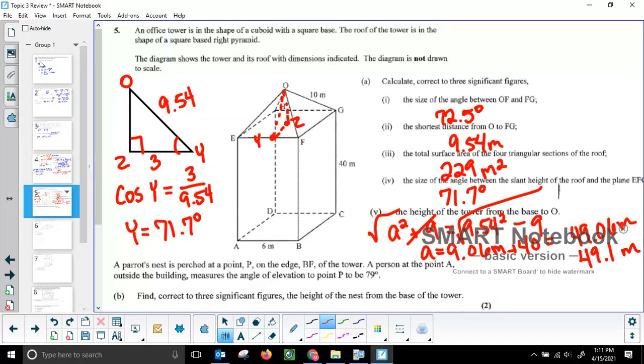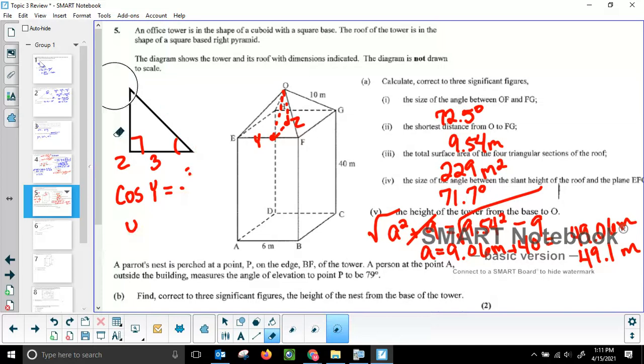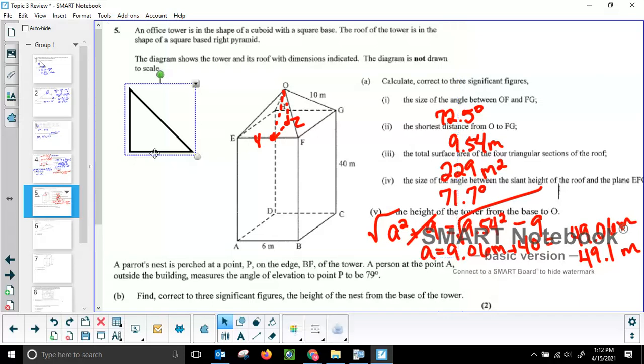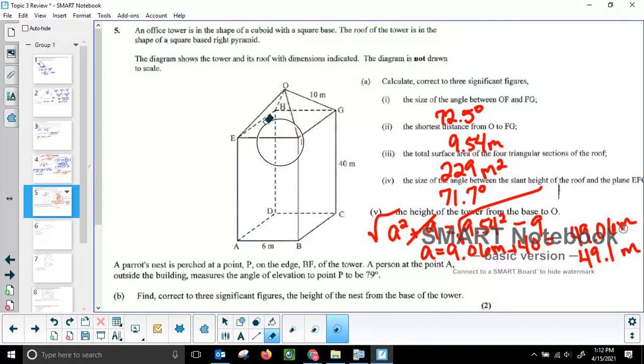So the hardest thing about these problems is kind of finding, okay, which triangle am I using? What triangle do I have to create, all right, to find whatever piece it is that they're asking me? Okay, so now, this next part down here.